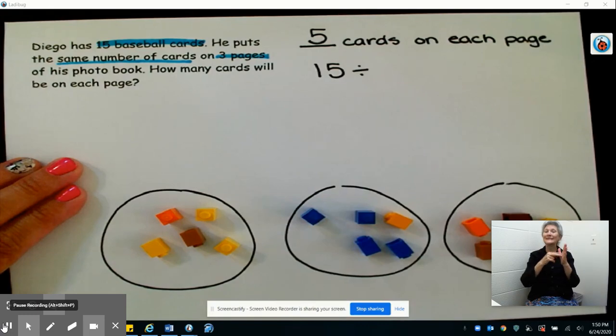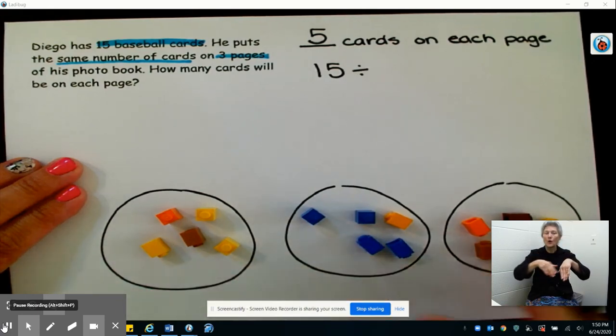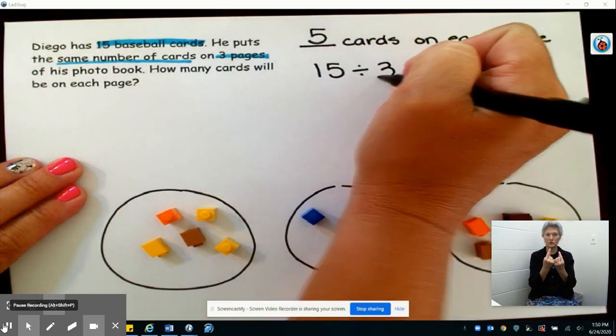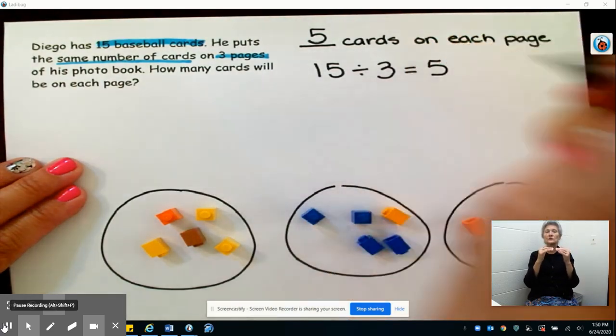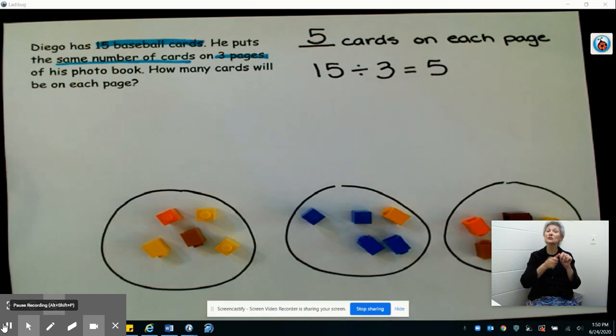And I divided that into 1, 2, 3 groups, and that left 5 cards in each group, or 5 cards on each page. So the equation that represents this problem is 15 divided by 3 equals 5.